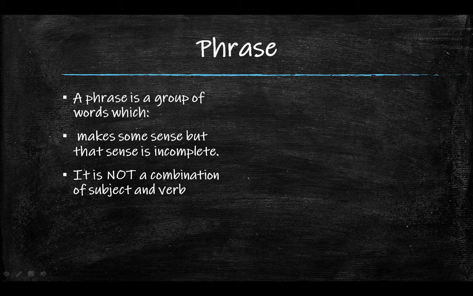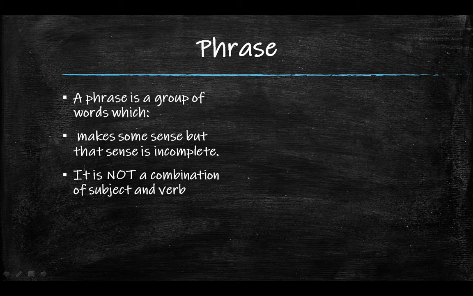Number two, it's not a combination of subject and verb. Whenever there is a combination of subject and verb in a group of words, it can be a sentence or a clause. If it's not a complete sentence, then it's a clause. A clause is defined as a part of a sentence with an SV combination. But in a phrase, the combination of subject and verb is not there.